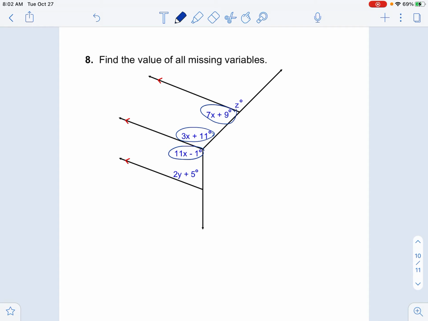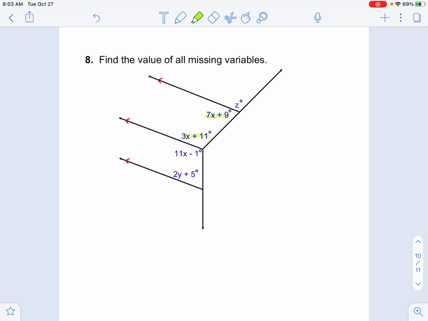So which 2? If I look at these 2, there's nothing special about them. They don't form a straight line. They don't involve a set of parallel lines. If I look at these 2, there is something special about them. They're both in between these parallel lines right here. So they're inside, and they're on the same side of this transversal. So those are same side interior angles. So same side interior angles are supplementary.